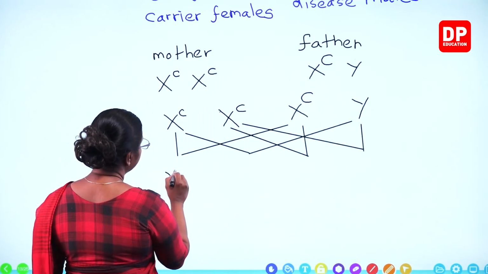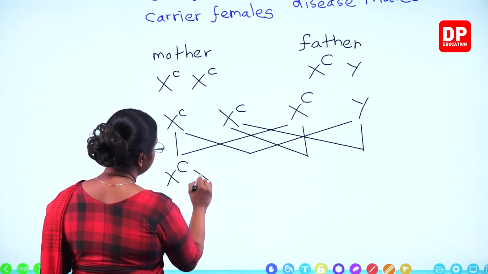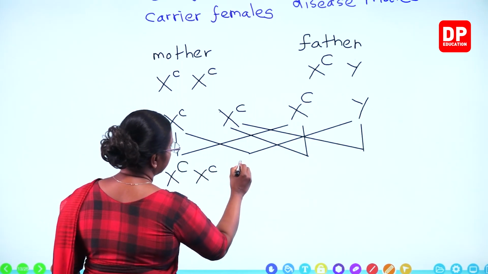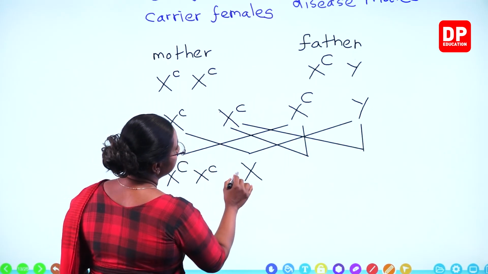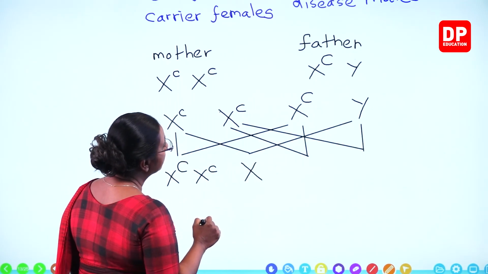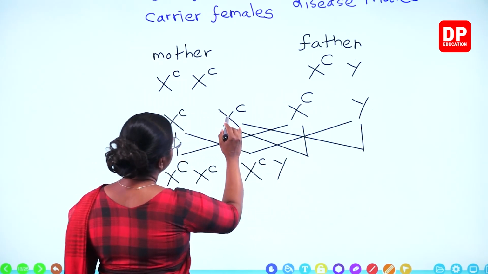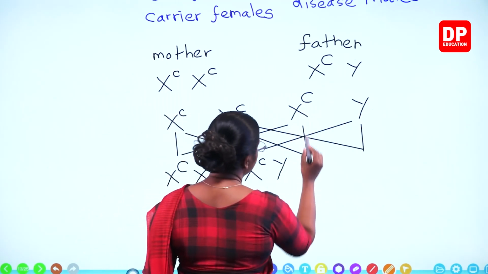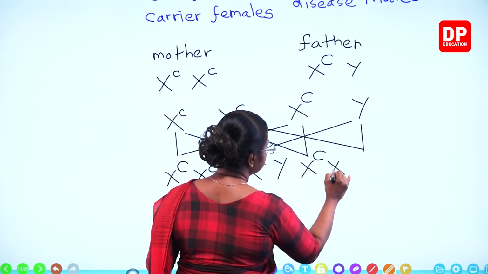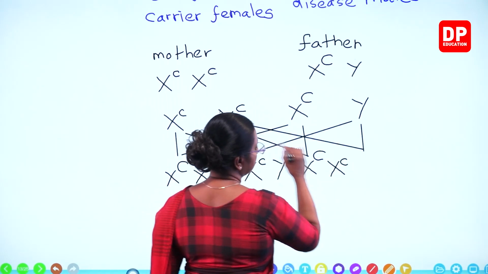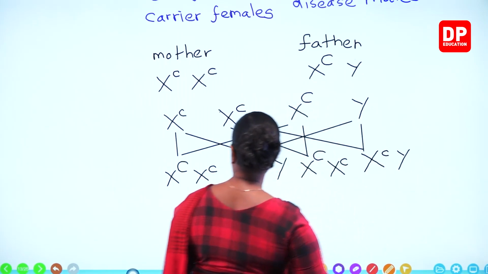So here X, simple C and capital C. So capital C, X, simple C. This also X, simple C, and that is going to be Y. Simple C, Y. Here X again, simple C and X, capital C. X, capital C, X simple C. This is X simple C and Y.